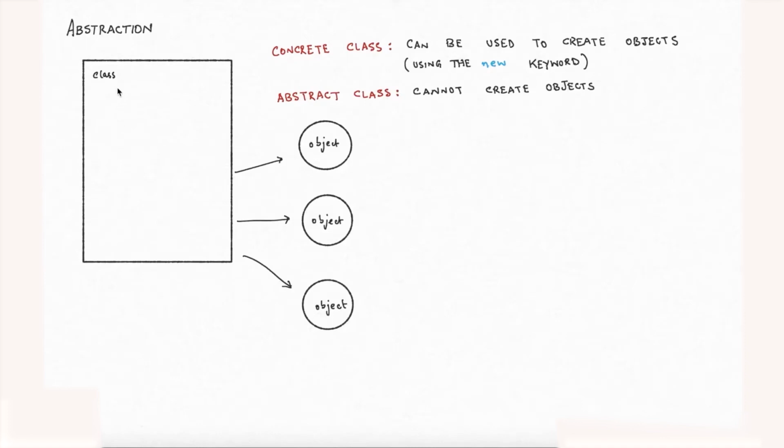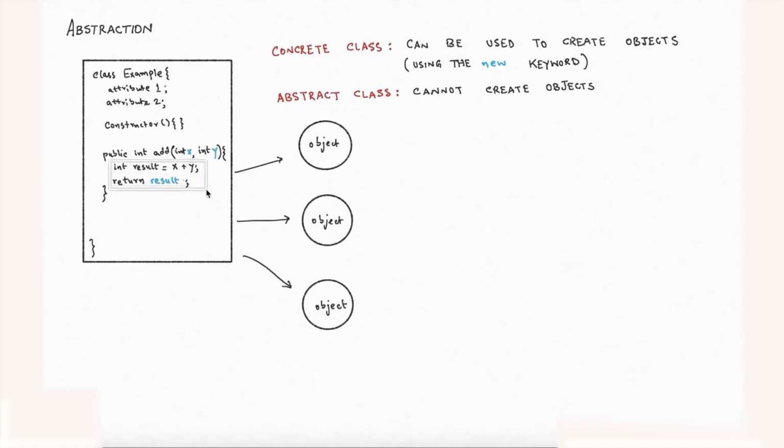So, for example, if this class has an add method like this, and suppose that it takes an integer x and integer y, adds them up, and returns the result. This means that this method's implementation code has been written. This is the implementation code. This means that the method is complete. It means that the method is also concrete. However, abstract classes can have methods that do not have an implementation written. Those methods are called abstract methods.